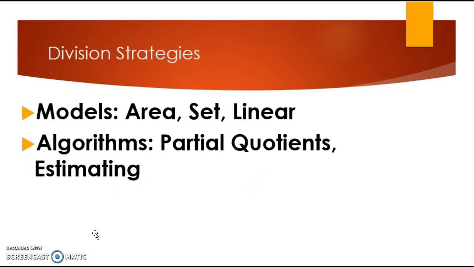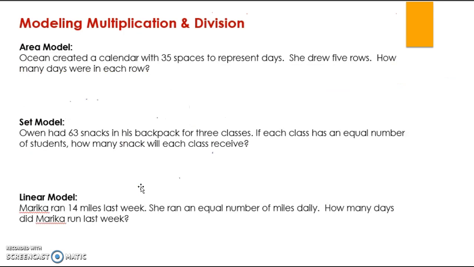Now, these are the strategies you need to be able to use. You remember from our last video, the area, set, and linear models. We're going to review them in just a moment. And then you also need to know the algorithms for partial quotients and estimating. That's what we're going to learn in this chapter. So let's quickly review what each one of these models looks like.